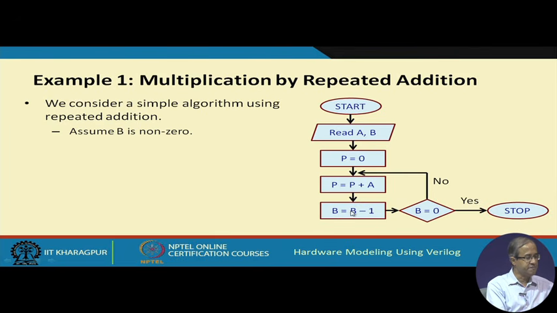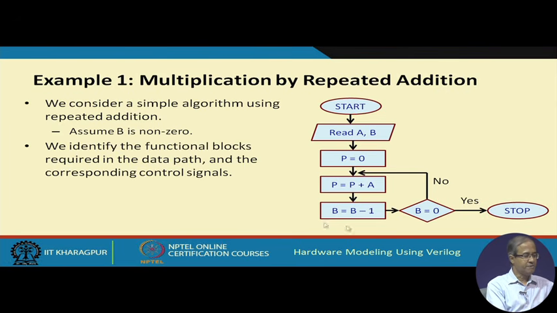So, if B is 5, this loop will be repeated 5 times and 5 times we will be adding A to 0. So, it will be 5 into A. So, the product is done. Here of course, we have made an assumption in this flow chart that B is non-zero, because if B starts with a 0, this algorithm will not work, because we are first decrementing and then checking.